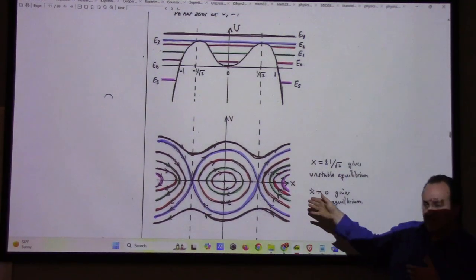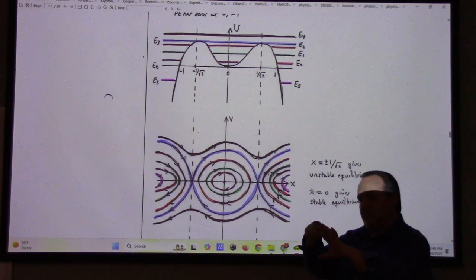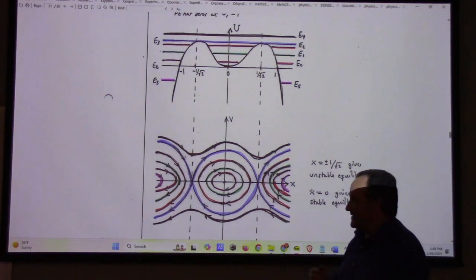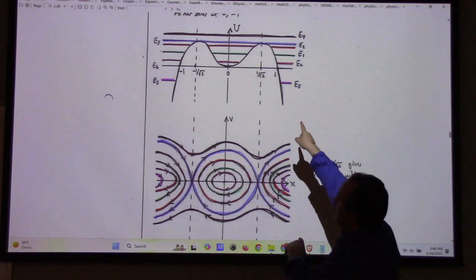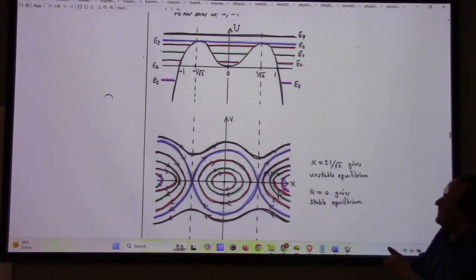In terms of the phase plane diagram, the stable equilibriums are the ones that have little circles around them. The unstable ones are the ones that have crosses through them. All right, that's how to see it from here. Up there, the potential well is a stable equilibrium. The top of the hill is unstable.